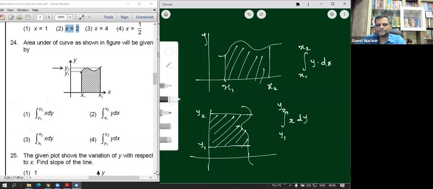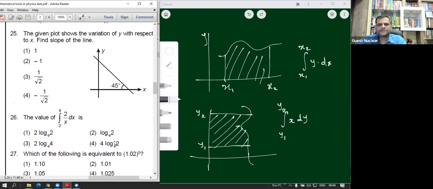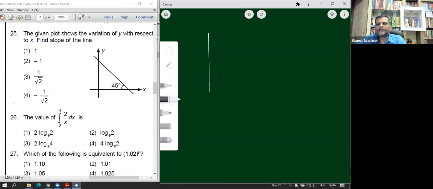Remember. Next one. Yes, the given plot shows the variation of y with respect to x. Find the slope of the line. How will you find the slope of a line? Slope of a line is always going to be the tangent of inclination. Suppose the line is like this, then the angle made by this line with the positive direction of x-axis is called inclination, right? And if that angle is theta, then the slope of the line is found out to be tan theta. ठीक है, स्लोप इज इक्वल टू tan थीटा, ये बात याद रखो ठीक से.